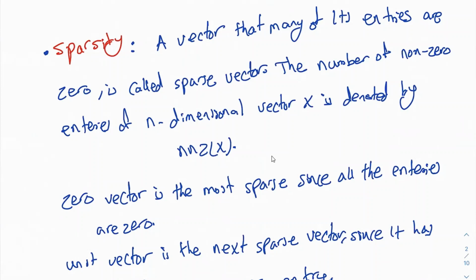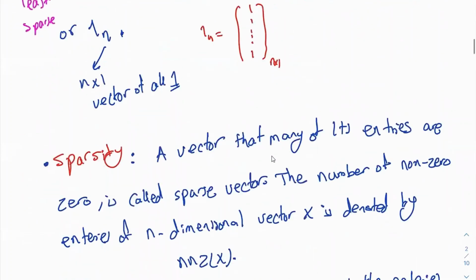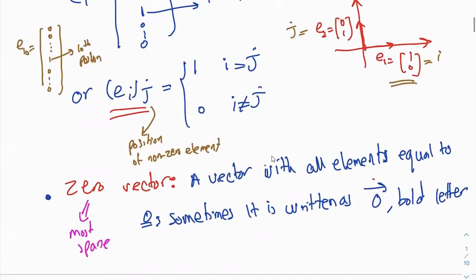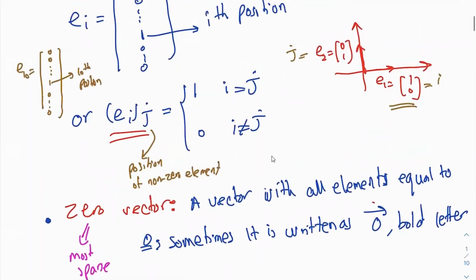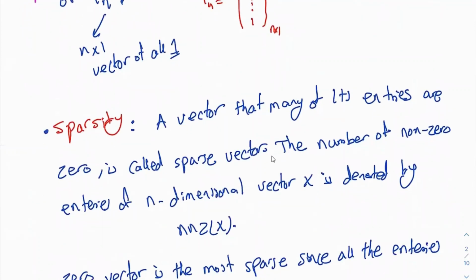It's a vector whose most of the elements are 0, or many of its elements are 0, right? So for example, this zero vector is the most sparse vector because all the elements are zero. And then right after the zero vector, the next sparse, I wrote it here, most sparse. The next sparse vector is a unit vector, right? Because there is only one non-zero element, okay? And the least sparse vector is a one vector because all the elements are non-zero, right?